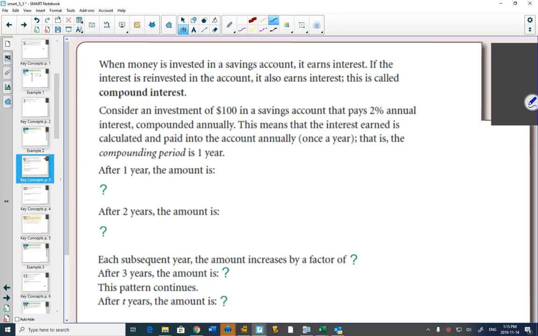And it looks like my pens aren't working. Oh, there we go. Beautiful.